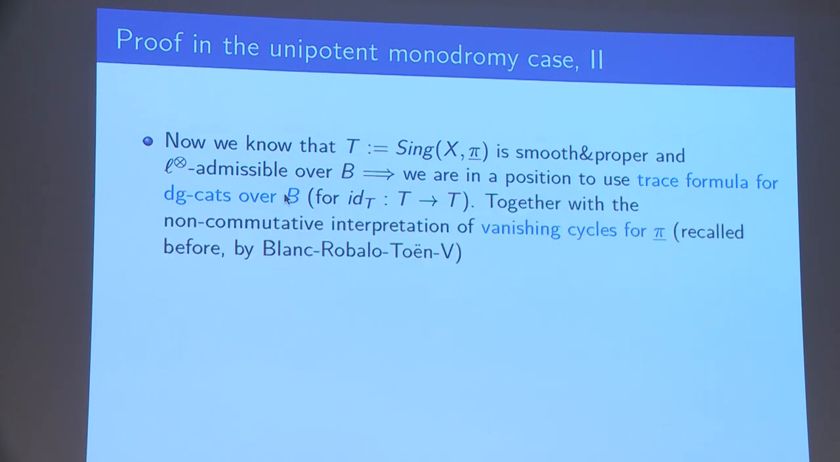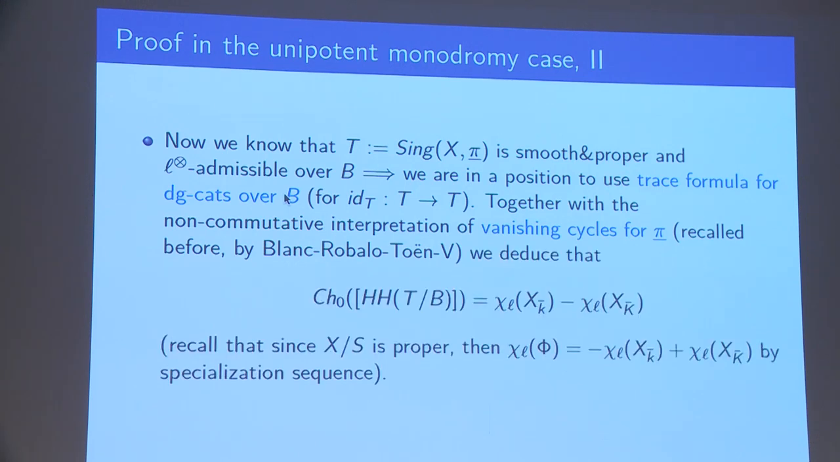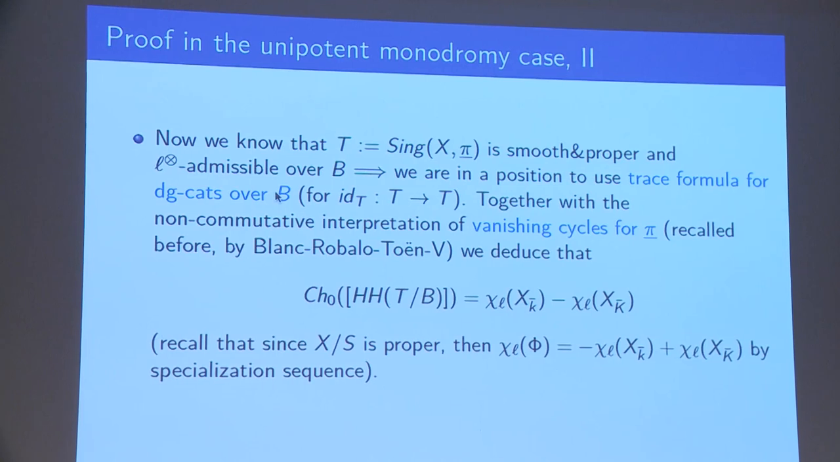If you put this trace formula for the identity together with the result that Marco was explaining this morning, the relation between vanishing cycles and singularity categories, you get that the Chow zero of the Hochschild homology of this T over B is this difference of Euler characteristics. So it's the right-hand side of Bloch's conductor conjecture, because remember that this one, the conductor, vanishes under our hypothesis.